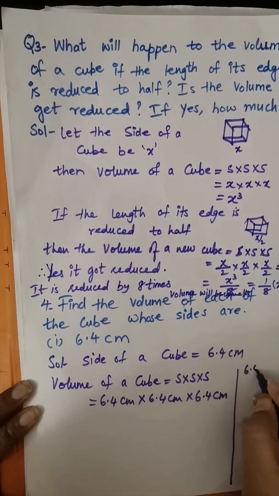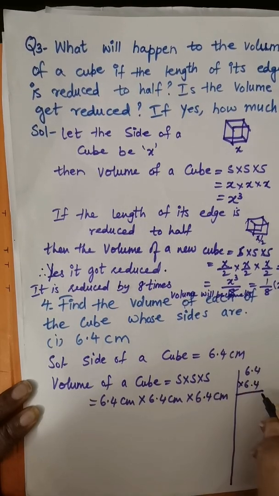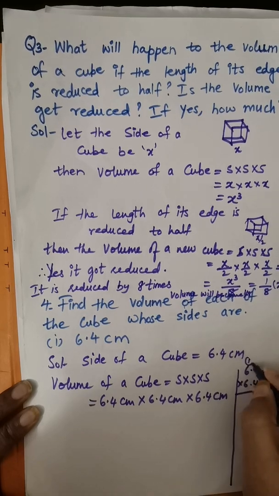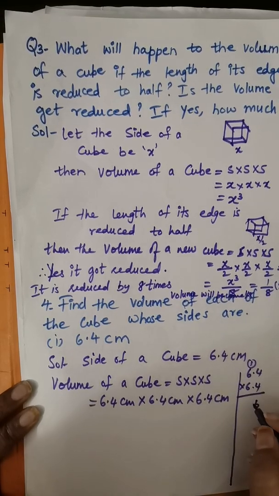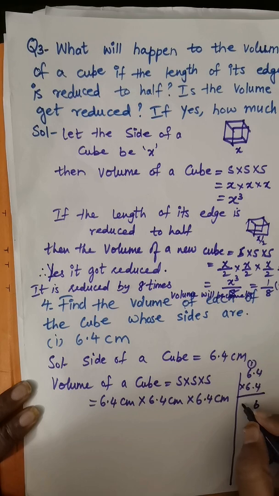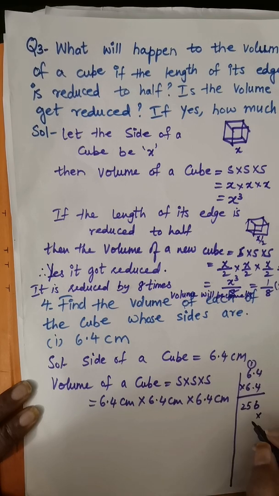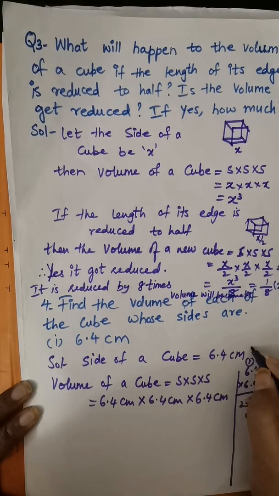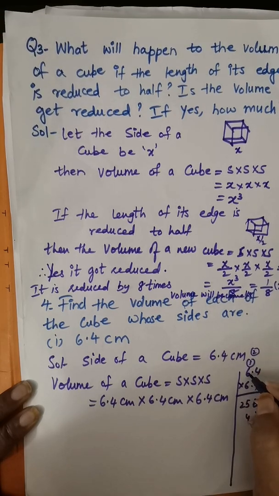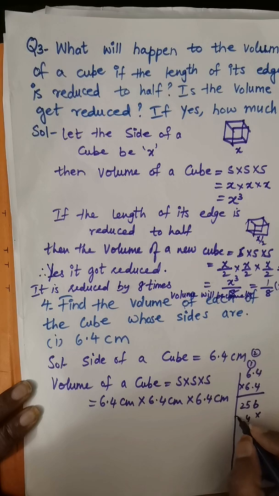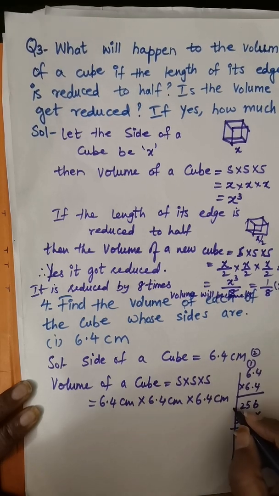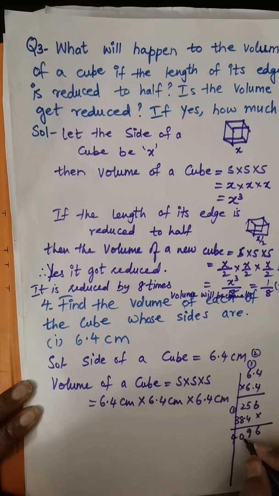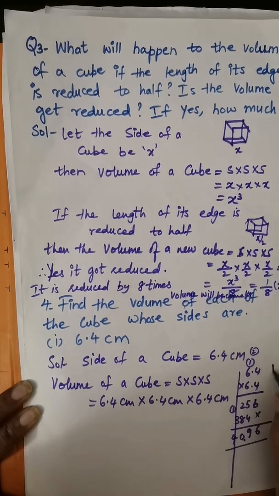Come on, 6.4 into 6.4. 4 4s are 16. 4 6s are 24. 24, 25. Cross mark. 6 4s are 24. 6 6s are 36. 37, 38. 38. 6 9s are 40.96 we are getting.